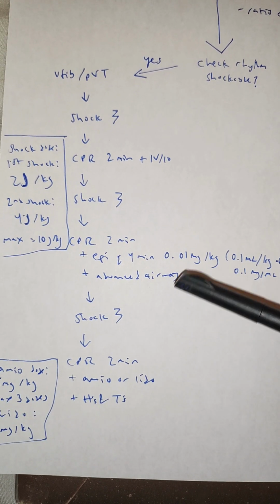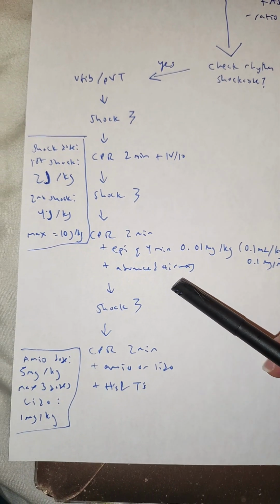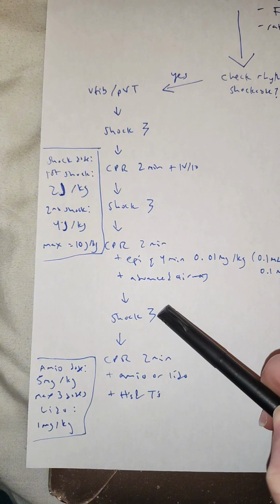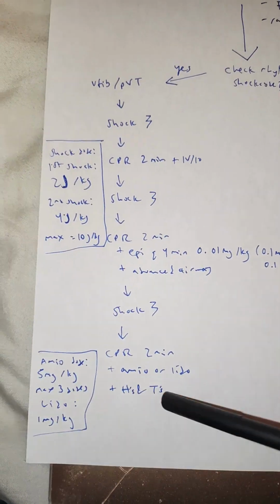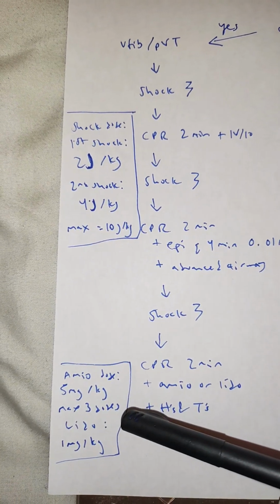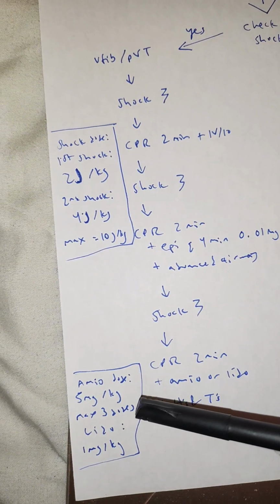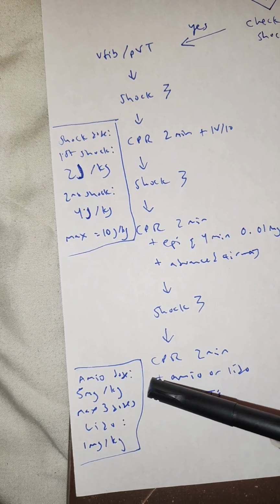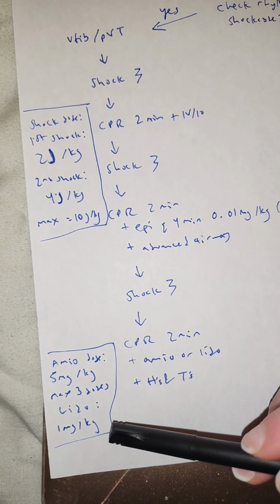Once you give the epi, you're also having someone set up an advanced airway just to make things go smoother and really make sure they're getting those breaths. Then after that, give another shock. After that, continue the CPR, and now we switch meds. You give amiodarone or lidocaine. The amio dose, remember, is different from adults, which was the same dose for everybody. Here we give according to their weight, so it's going to be 5 mg per kg for the amio, and you could give a max of 3 doses of that, and lidocaine is going to be 1 mg per kg, easy.